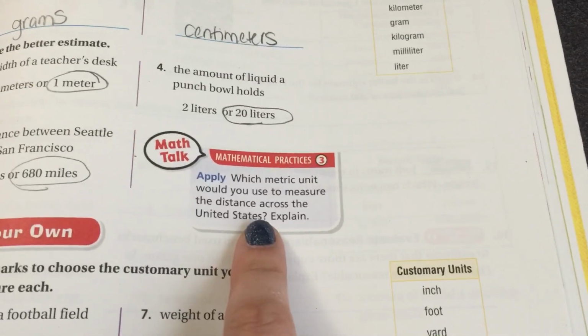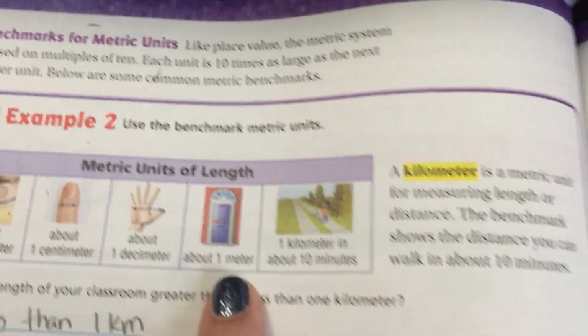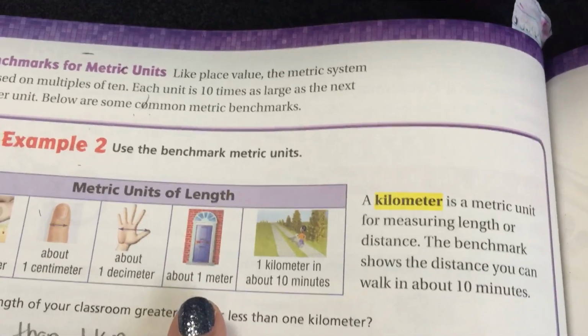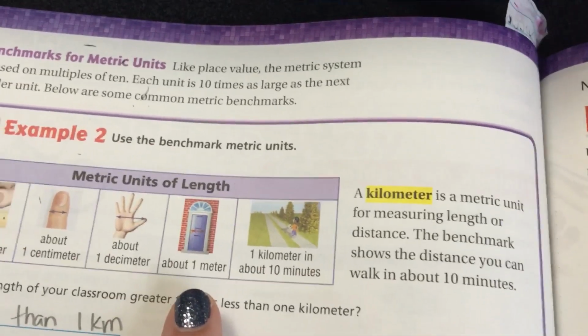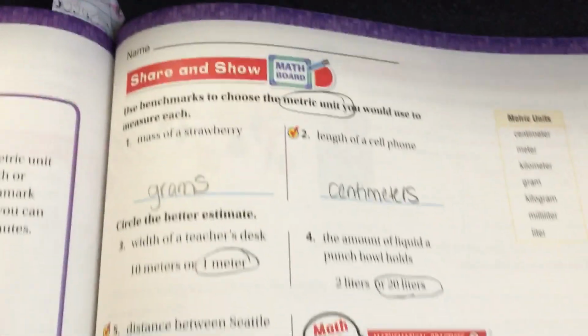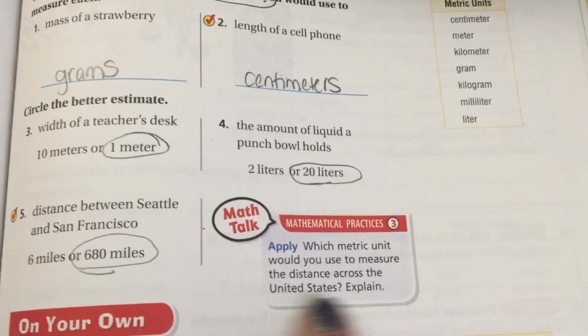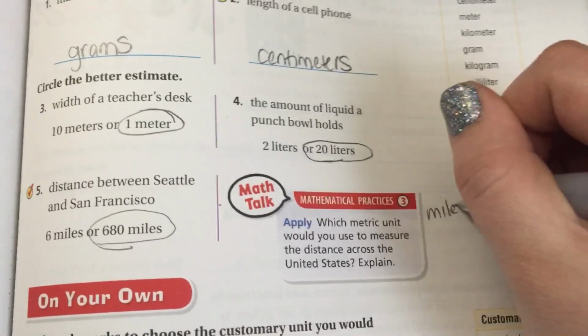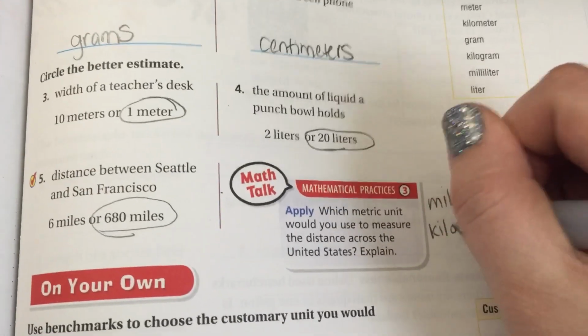This is kind of cool. Which metric unit would you use to measure the distance across the United States? We come back over here to distance. If we started to measure the entire United States using meters, or miles or whatever, we're going to be there forever. I'm not sure why your book wants you to do it in miles now that I look at it, because it said all metric units, but we could do this one. We would do it in miles, or we could also do it in kilometers too. So just depends on which system you use.